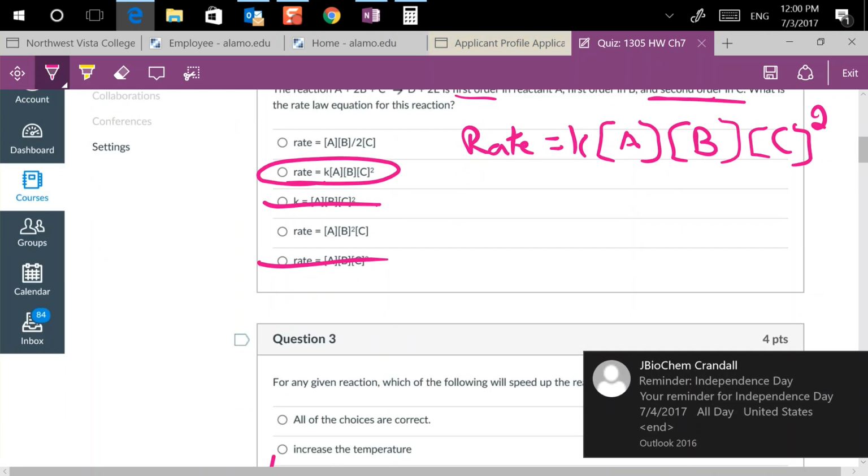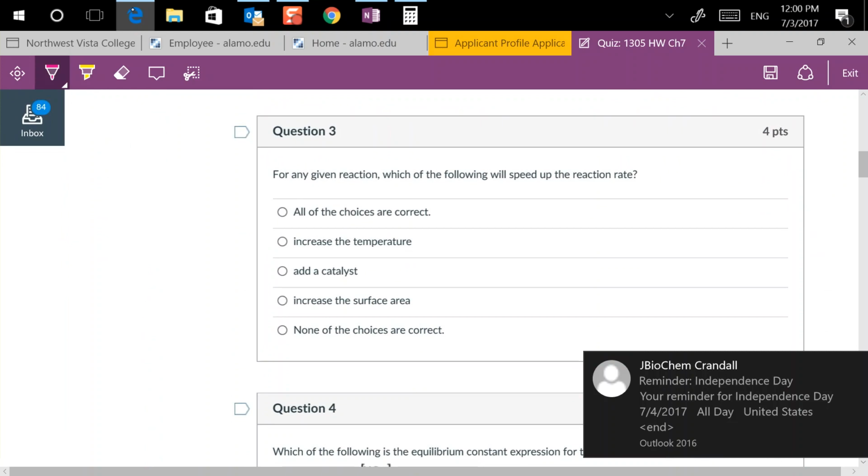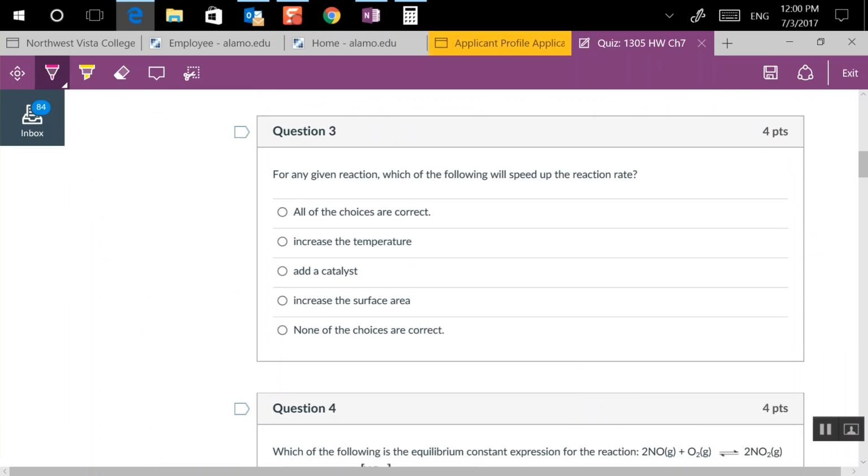Okay. Any other questions on this chapter? 1-5?